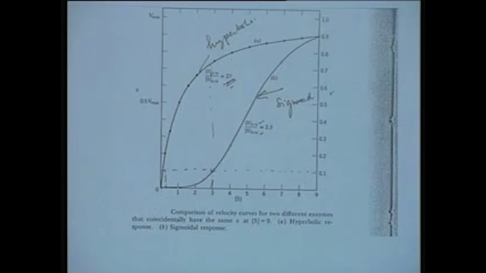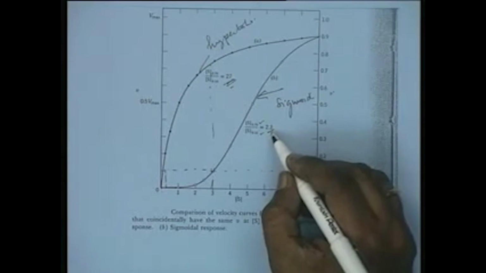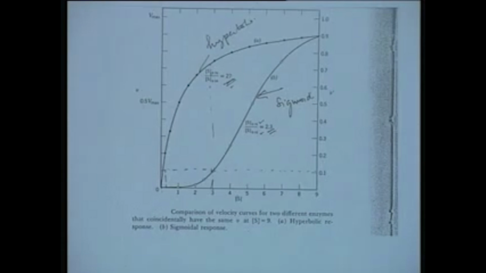On the other hand, in the case of sigmoidal kinetics, this ratio is only 2.3. Normally in living cells, the intracellular concentration of substrate does not change over a very large range. There will be hardly any situation where a substrate concentration can change 27-fold, whereas for control purposes it will require a very small concentration change by which the reaction velocity can be regulated, and that is what can happen in the case of sigmoidal kinetics.